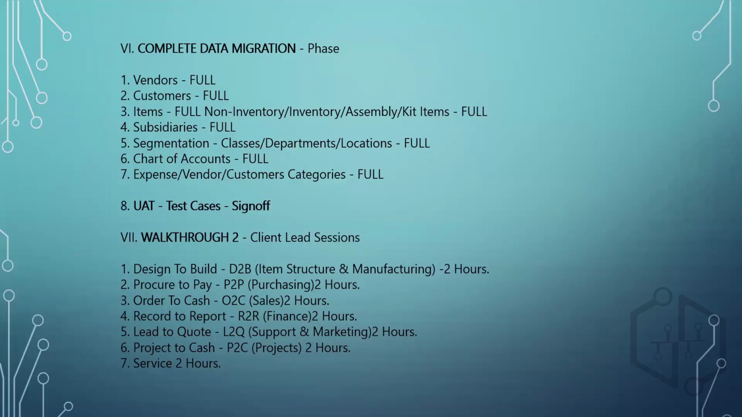There is a sequence of steps that, whenever you look at these design to build, procure to pay, O2C, R2R, these things, there are certain steps that you have to follow one after the other, right? So those steps, we see if these people are comfortable with the navigation and everything. Okay. So any questions on that?